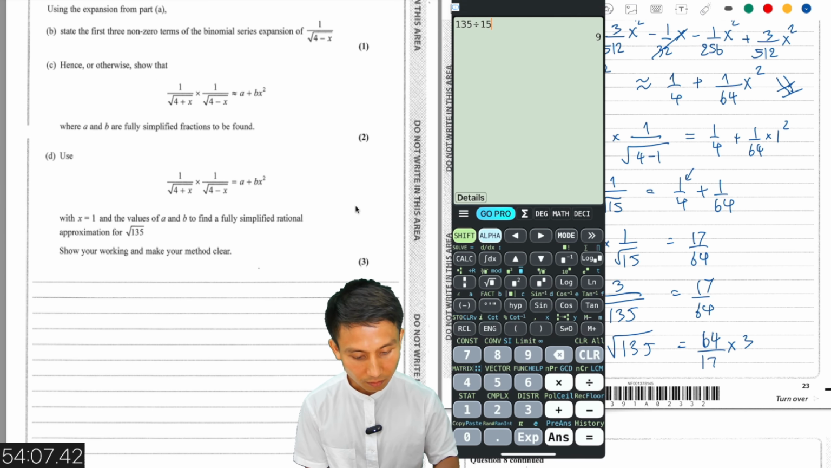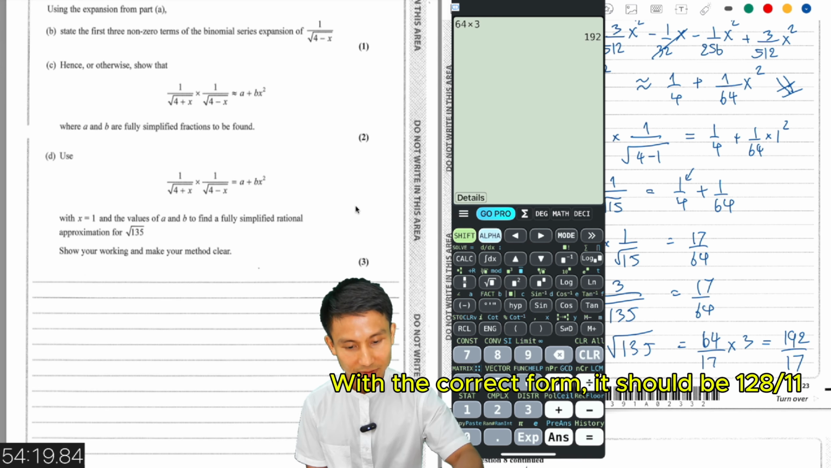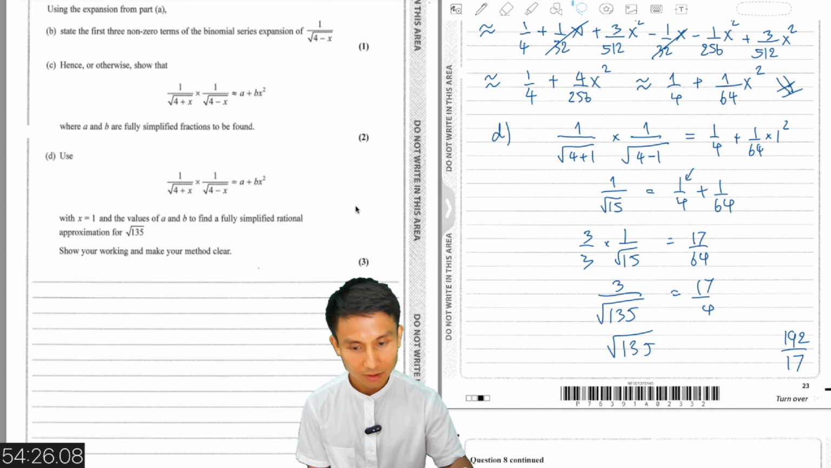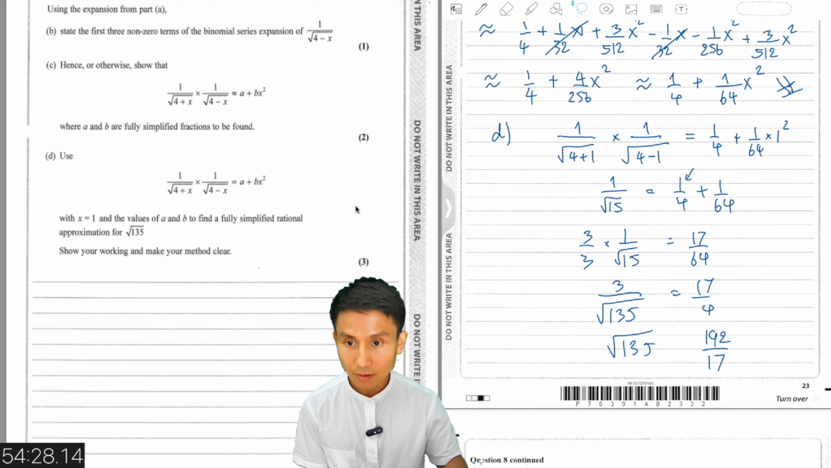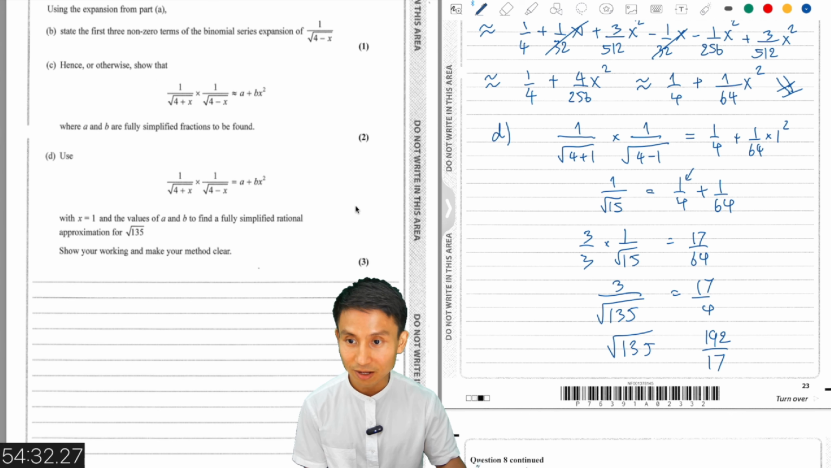So 64 times 3. Okay, so that is just 192 over 17. That can divide, yeah. So that is just it. I'm just going to write that already. My method is clear, I think. So that is the fully simplified fractional form. Okay, so there you go.